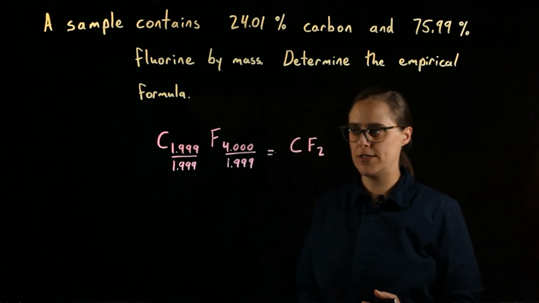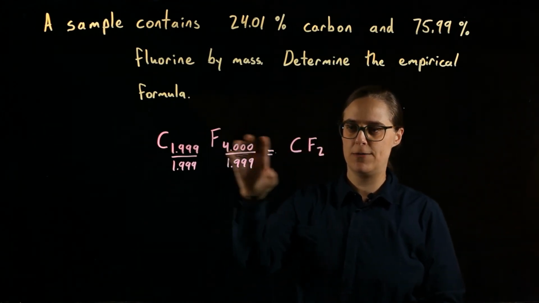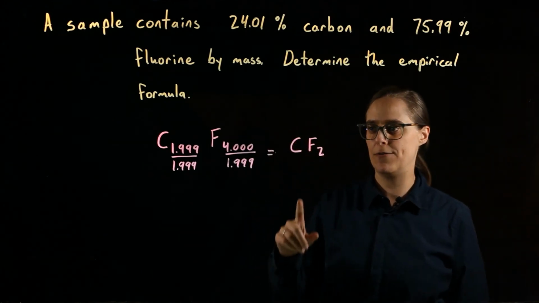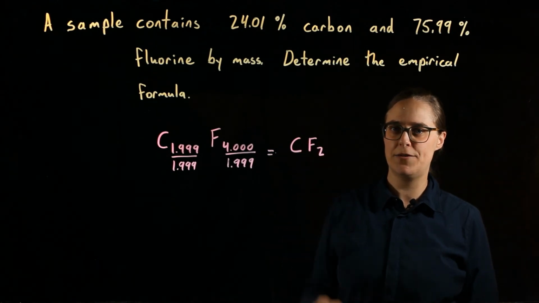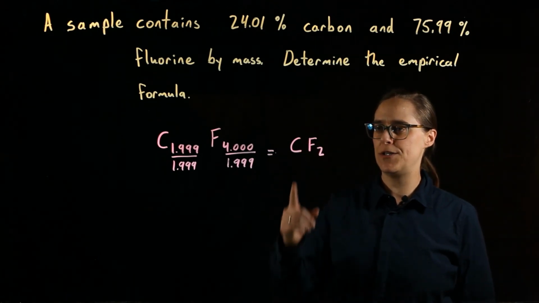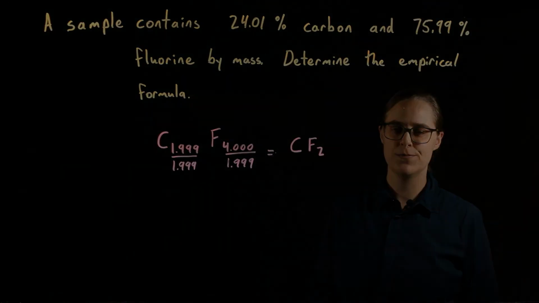Remember, we're always looking for small whole numbers. So when you see something that clearly rounds to 2, it is okay to go ahead and round that in this case. So our empirical formula is CF2. We have a ratio of 1 carbon to 2 fluorine atoms in our molecule.